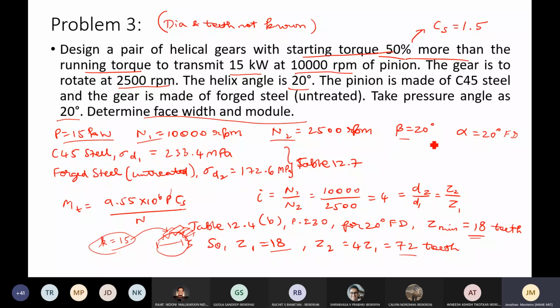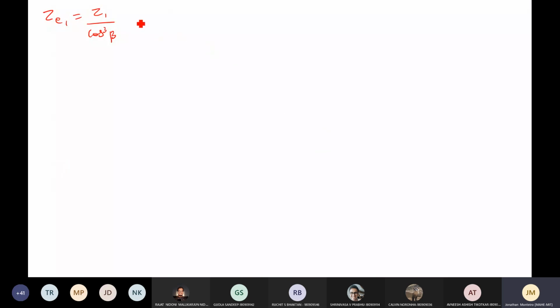ZE1 is equal to Z1 by cos cube beta. What is the beta angle? Over here, we know that in the problem, beta is 20 degrees. So substitute 20 degrees over here. Again, see that your calculators are in degree mode when you substitute for cos 20. Otherwise, by default, your calculator will take it as radians, which is going to give you a wrong solution. So Z1 by cos cube beta, I am getting a value around 21.69, just confirm. And Z2 by cos cube beta should give you 86.70.